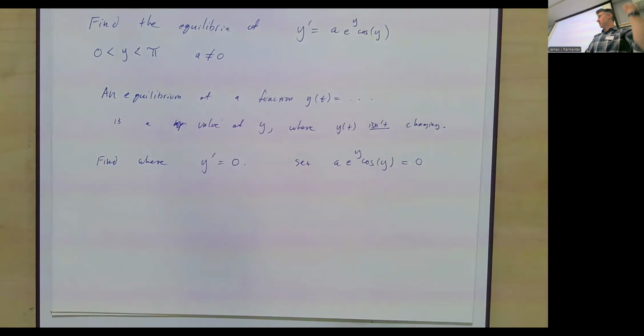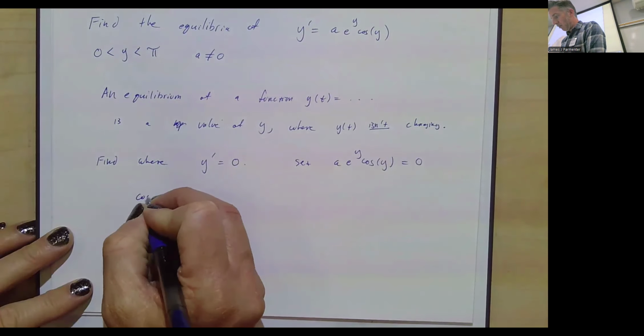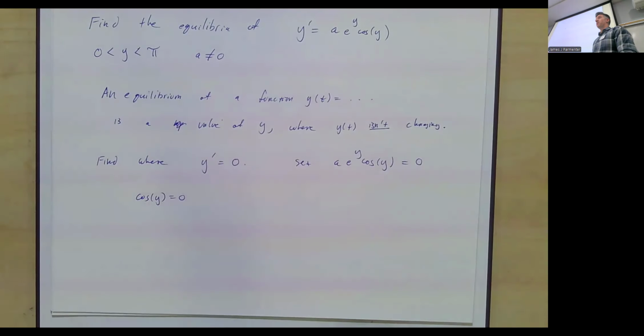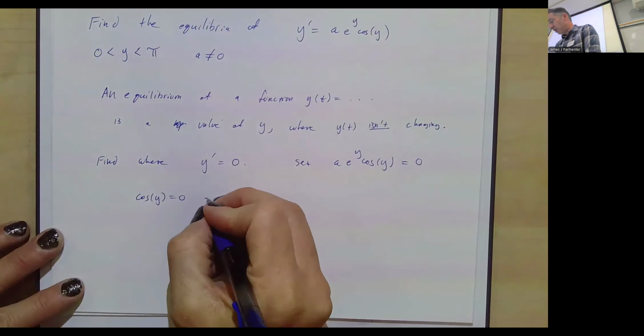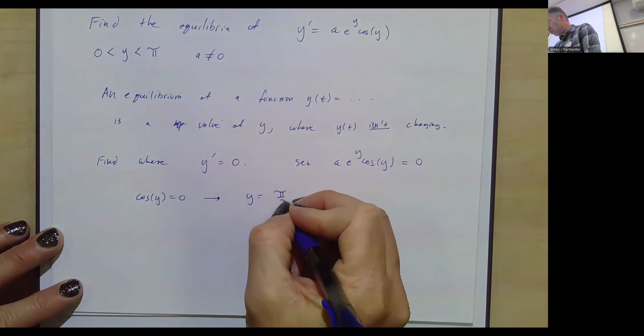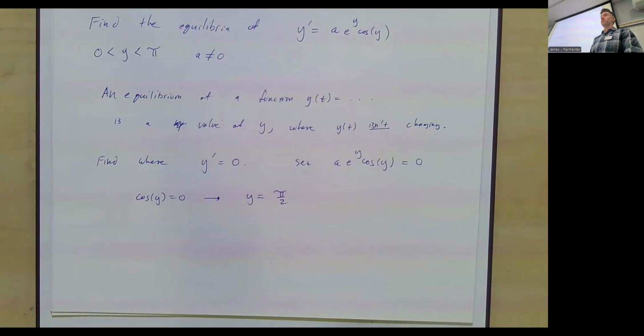We know a isn't 0 because it's given, or we're asked to assume it. We know that e to the y isn't ever equal to 0, because we already said e to the y is always positive, no matter what your exponent is. So the only thing that we have to consider being equal to 0 is the cosine function. So cosine of y is equal to 0 at what I like to think of as the top and bottom of the unit circle. So at an angle of pi over 2, 3 pi over 2, 5 pi over 2, 7 pi over 2, 9 pi over 2, right? Odd multiples of pi over 2, except we're limited to being between 0 and pi. So really the only answer here is going to be y equal to pi over 2. That's our only equilibrium.